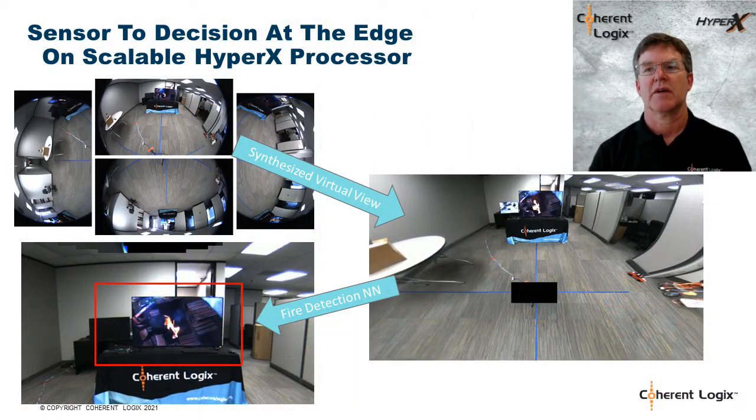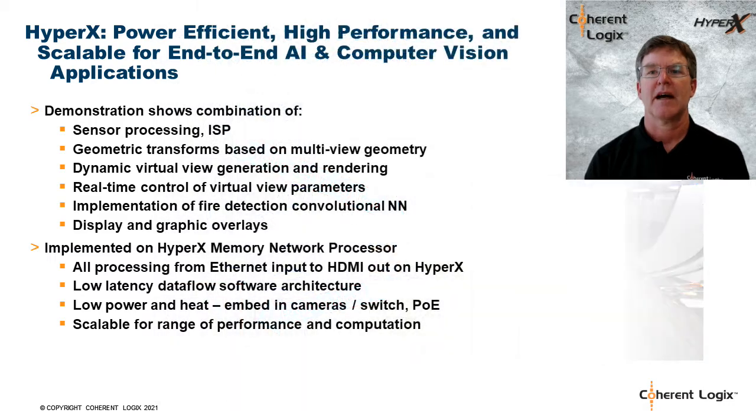In conclusion, we have demonstrated the combination of a geometric perspective mapping and fusion algorithm and a convolutional neural network as a streaming application, all processed on the HyperX computing fabric. From 4 individual wide-angle camera streams to fire detection in a large space. HyperX is a power-efficient, high-performance, and scalable solution for end-to-end AI and computer vision applications. We have shown the combination of many image processing, computer vision, and neural network algorithms occurring concurrently.